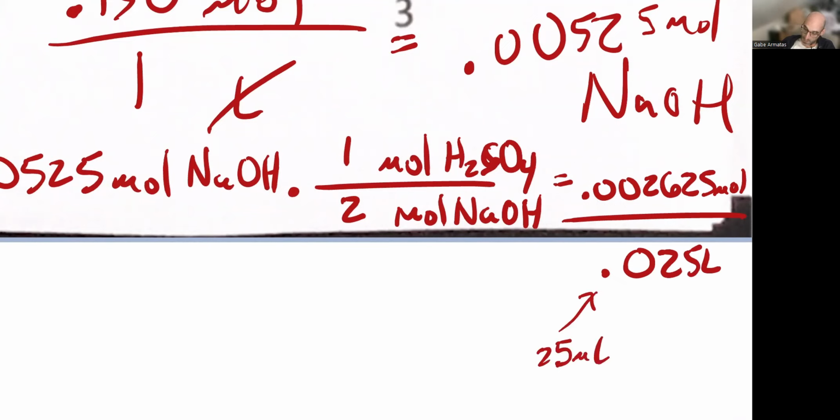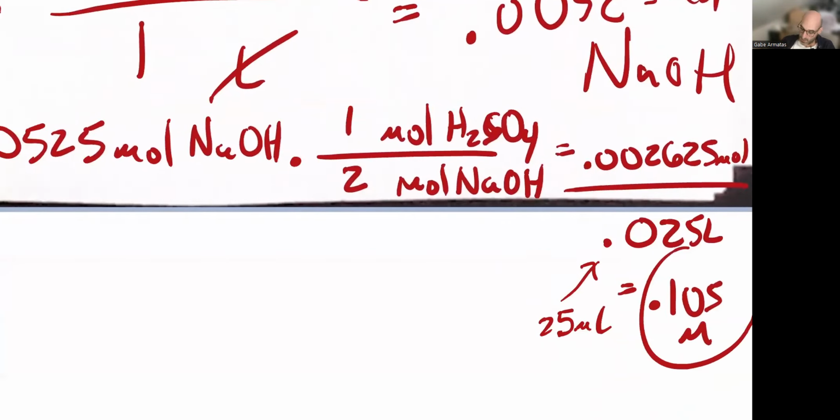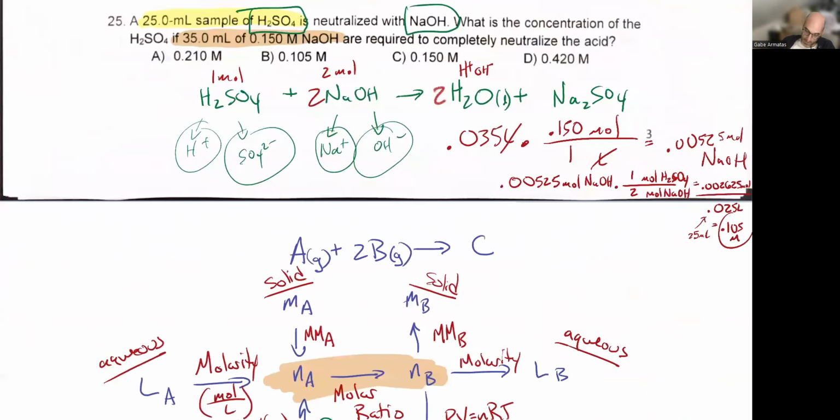The 25 mils I have. So all I need to do is essentially figure out what the volume is by dividing by 5. So the concentration is 1.05 molar. There we go. So again, the idea is I need to know how much H2SO4 completely reacted, and I solved that with stoichiometry. And so my concentration should be 0.105 molar. Turns out B is the answer, 0.105 molar.